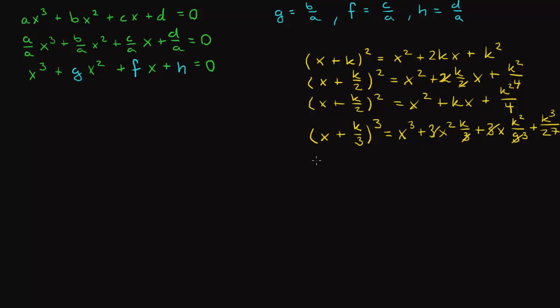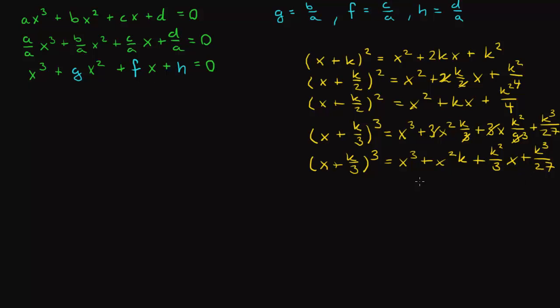Alright. So what we're left with is x plus k over 3 to the third is equal to x to the third plus x squared times k plus k squared over 3 times x plus k to the third over 27. Now, what we do from here on out is not exactly the same as what we did for the quadratic equation, because I don't know how to find a k that fits g, f, and h in a general case.